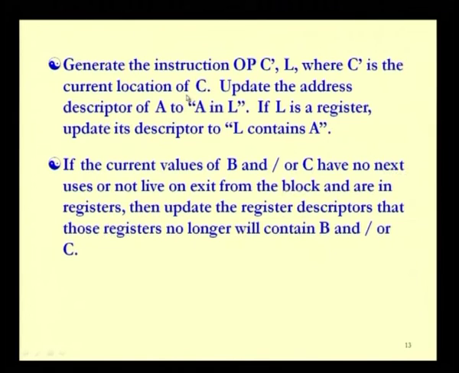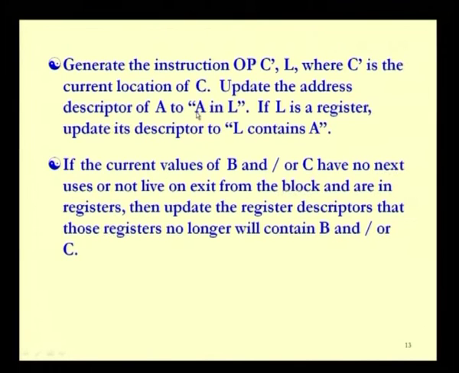Having done that, we generate the instruction for the actual computation, which is op C', L, where C' is the current location of C. Once again it can be either a memory location or a register, based on where the value is already available. Now the computation has been done, so we update the address descriptor of A, saying that A is now available in L. We have computed A is equal to B op C, so A is now in L.